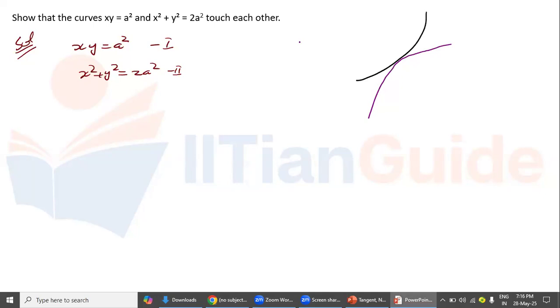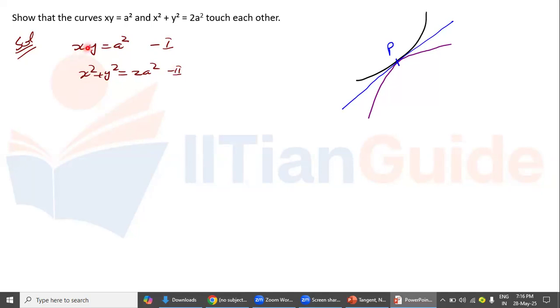Right? But we need to prove they touch each other. That means they will have a common tangent. Slope of the tangent at the point of intersection would be the same. We need to prove that. So basically, we'll have to solve equation number 1 and 2 to get the point of intersection. But to me, it looks very difficult to get the point of intersection. Not very difficult, but the point of intersection will be quite complicated.